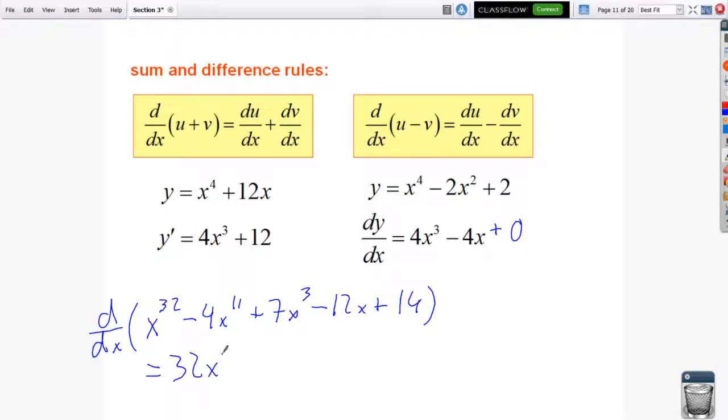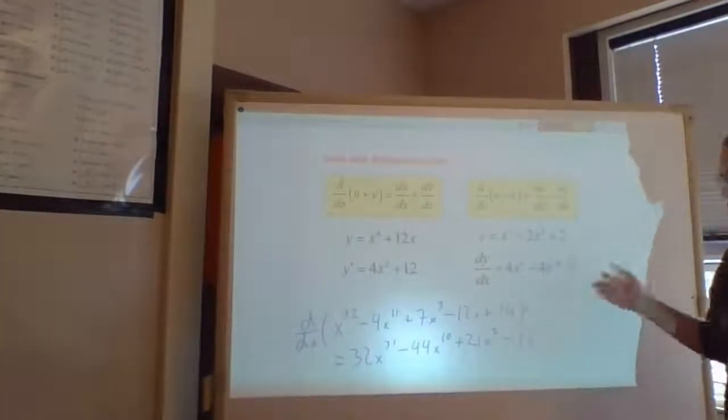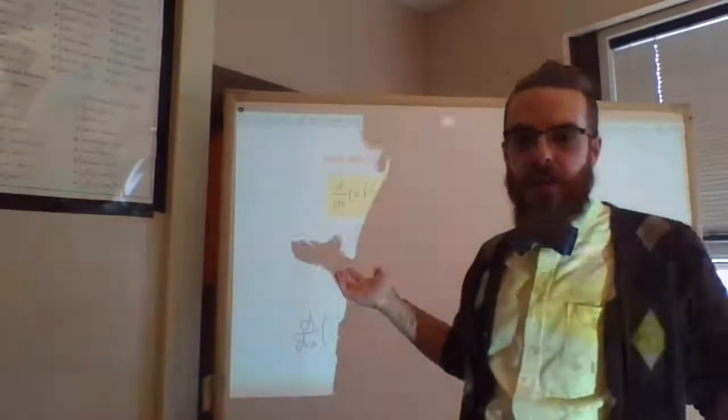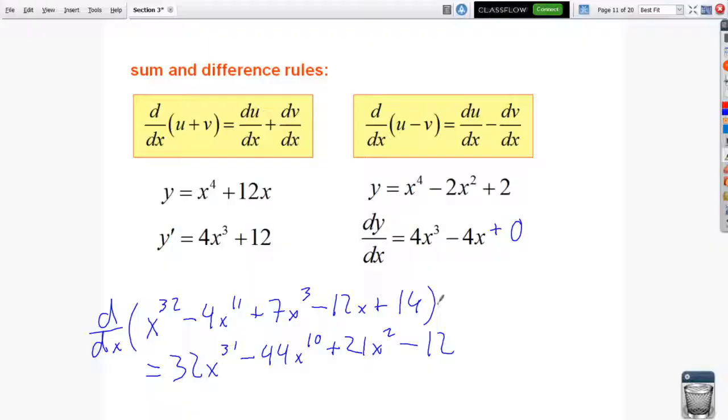32, x to the 32 minus 1, 31st, minus 4 times 11, 44, x to the 10th, plus 7 times 3, 21, x squared, minus derivative of 12x, 12, plus that differentiates. We like to use the phrase differentiates out. So 14 differentiates out. It goes bye-bye. When you take the derivative of a constant, it becomes 0, and it is no longer there.